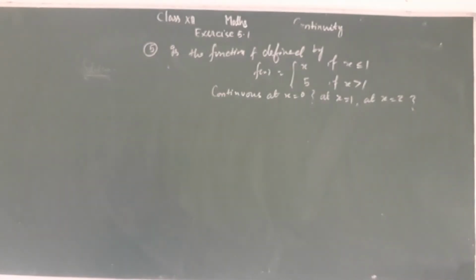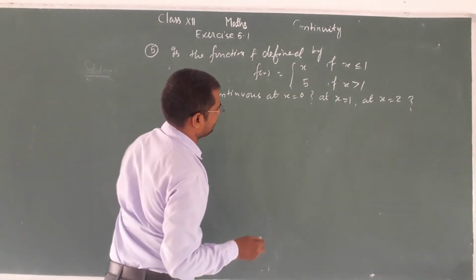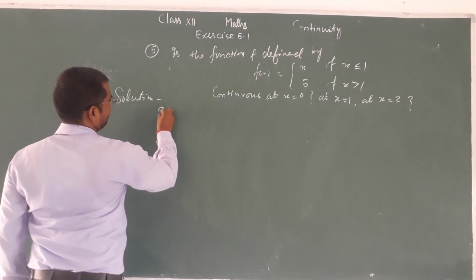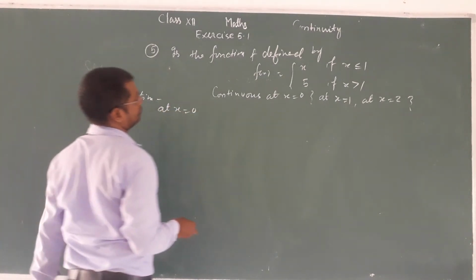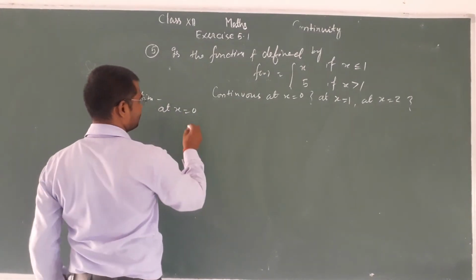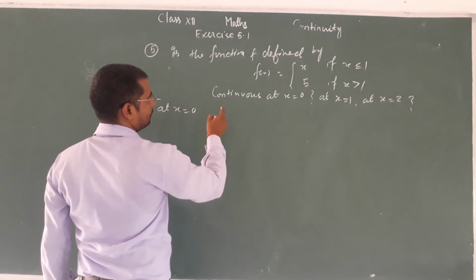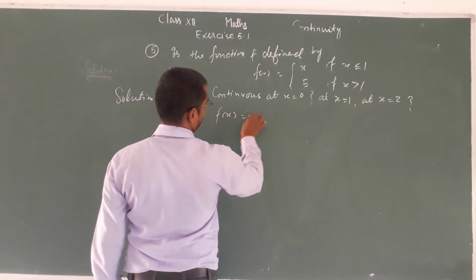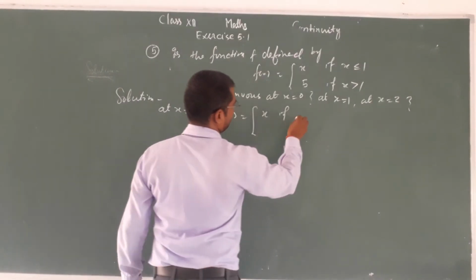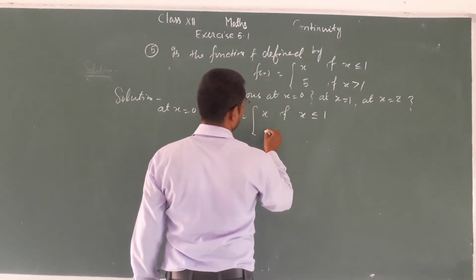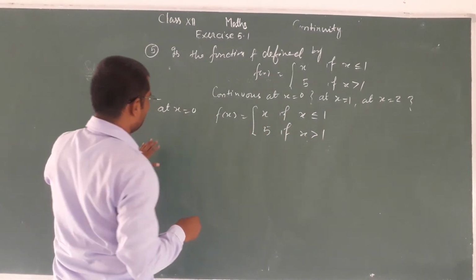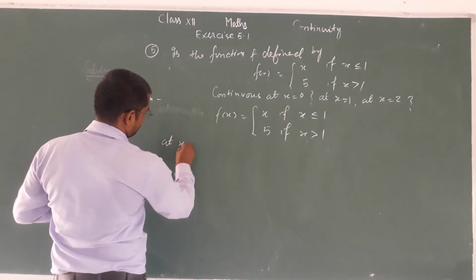So now we can check at each point. Solution: at x equal to 0, f(x) is equal to x if x is less than or equal to 1, and 5 if x is greater than 1. So we find the value at x equal to 0.